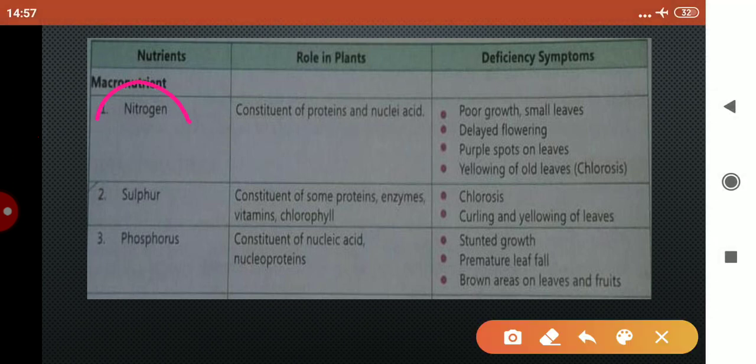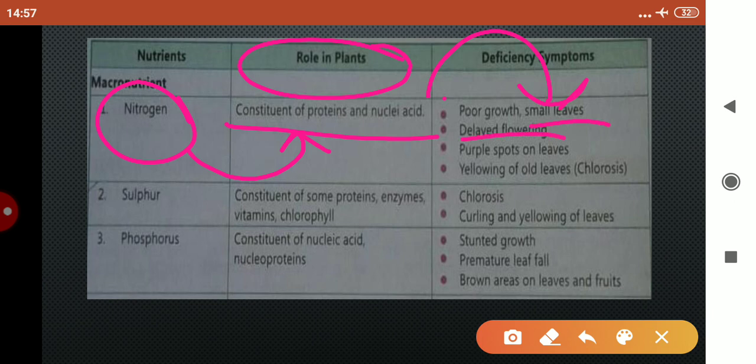The first one is nitrogen. Now the role of nitrogen in plants. Nitrogen is an important constituent of proteins and nucleic acid, and its deficiency causes poor growth of the plant, and because of the poor growth, leaves will be small.